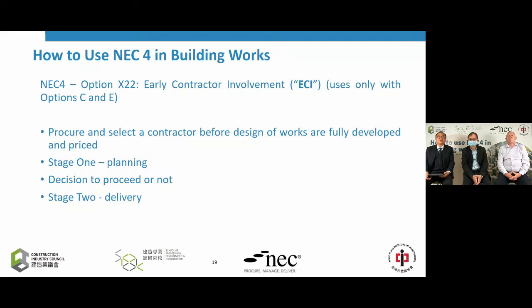Stage one is the planning stage, in which you set up a budget, and you procure and select a contractor before the actual design of the works is fully developed and priced. And after that stage one planning, there will be a decision to be made by the client whether or not he wants to proceed. If the client wants to proceed, then there will be stage two, meaning that based on the planning stage, the contractor will complete the remaining design and also proceed to construct the works and what we call the deliverables.